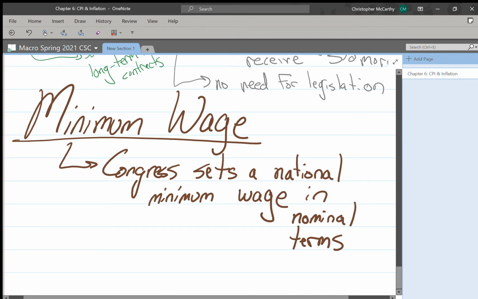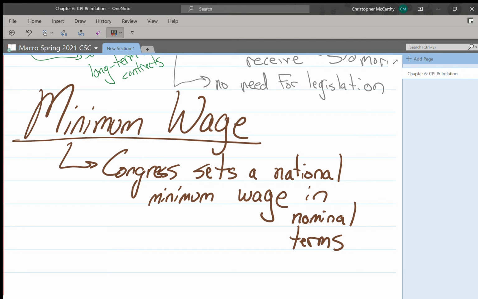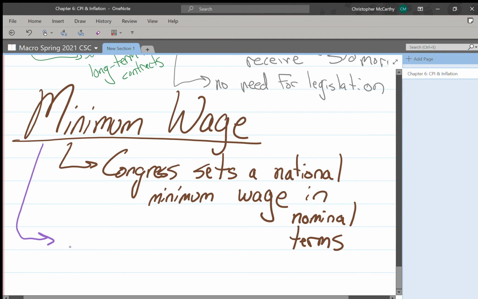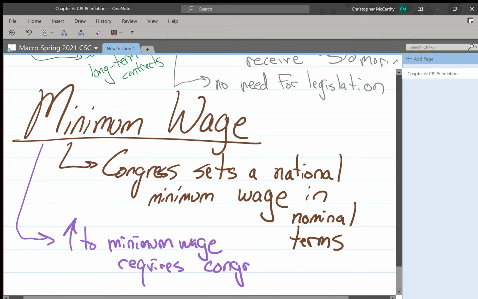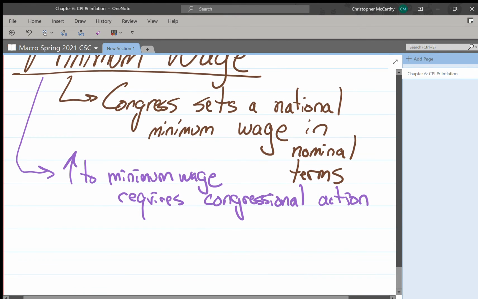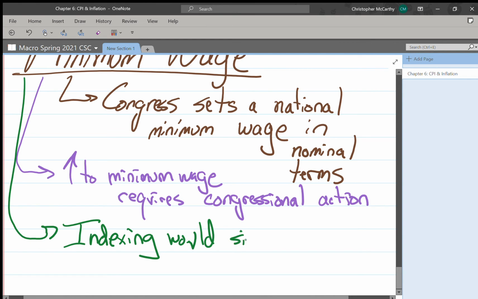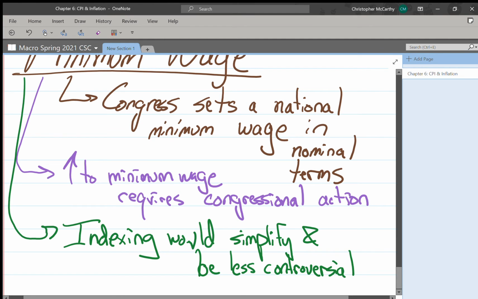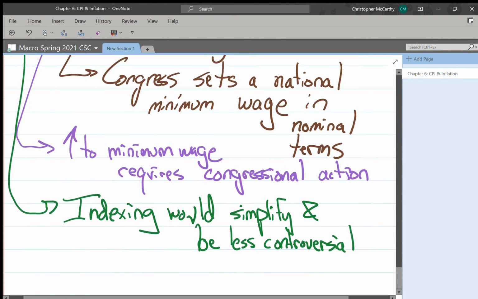As opposed to Social Security where there's no need for legislation, right? Any kind of increase to the minimum wage requires congressional action and therefore is super controversial. Indexing would simplify this so much, and it would be less controversial. It's just, who actually wants to be less controversial, right? So neither one of the parties is really into it, which is aggravating.